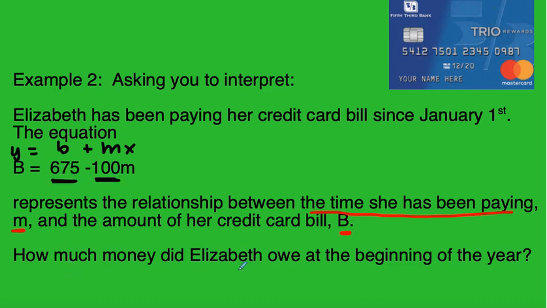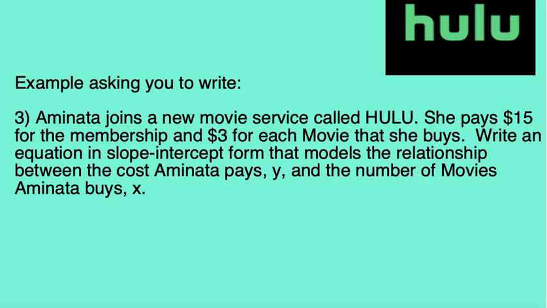So how much did Elizabeth owe at the beginning of the year? All right, let's recall. Our y-intercept is our starting amount. So take a guess and then I'll come back and tell you. So our beginning amount would be $675. Now I could also ask you, how much does she pay each month? She pays $100 each month. That's our rate of change. That's the changing value. She's changing every month. She's paying $100 more. All right. I could ask you to write an equation with this information in slope-intercept form.